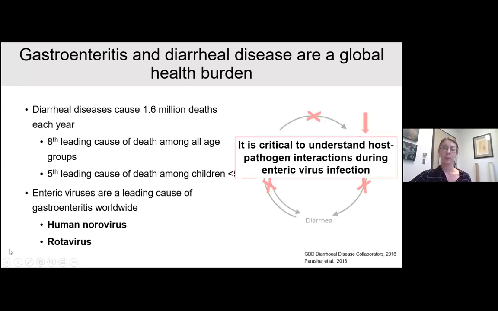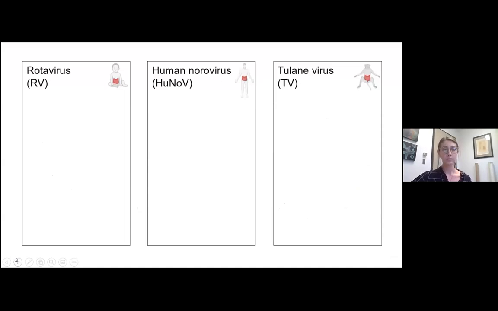So it's critical that we understand the host pathogen interactions that occur during these enteric virus infections. And the 3 viruses that I'll be talking about today are rotavirus, human norovirus, and Tulane virus. And I'll mostly be showing or talking about foundational studies in rotavirus and then detailing how we are able to translate some of these findings to Tulane virus and also human norovirus.